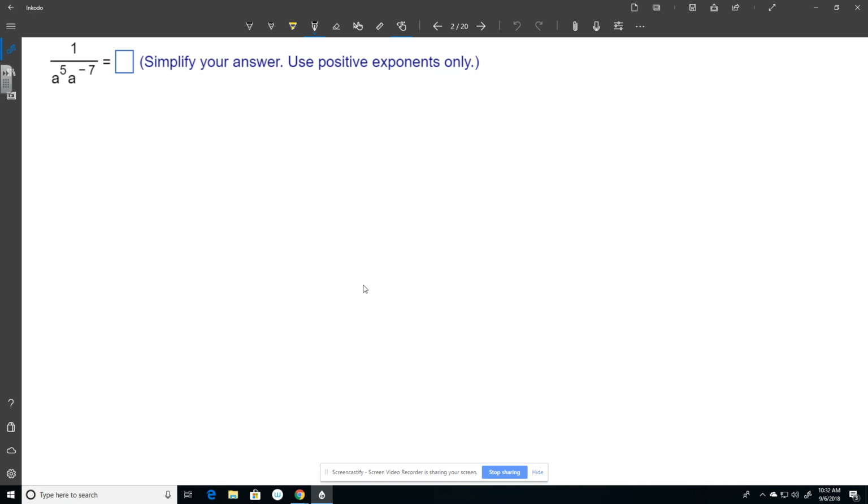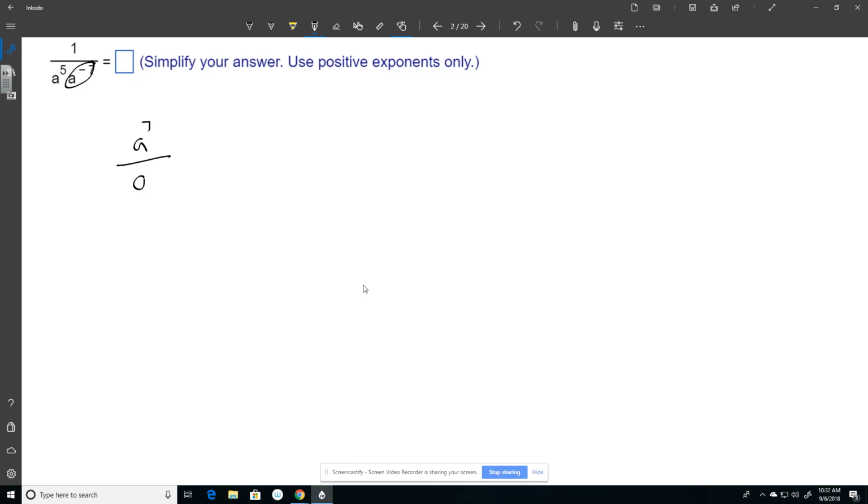Problem number 2 wants you to simplify your answer. It gives you a little hint down here in the answer area that you can use positive exponents only. So it doesn't want any negatives. And there's a couple of different ways we can solve this. I'm going to solve it the way I like to do the problem, and that's to get rid of this -7 first of all. And if you remember, to get rid of negative exponents, we just move them up or we move them down. So that a to the -7 is on the bottom. So to change it to a to the +7, I move it to the top.